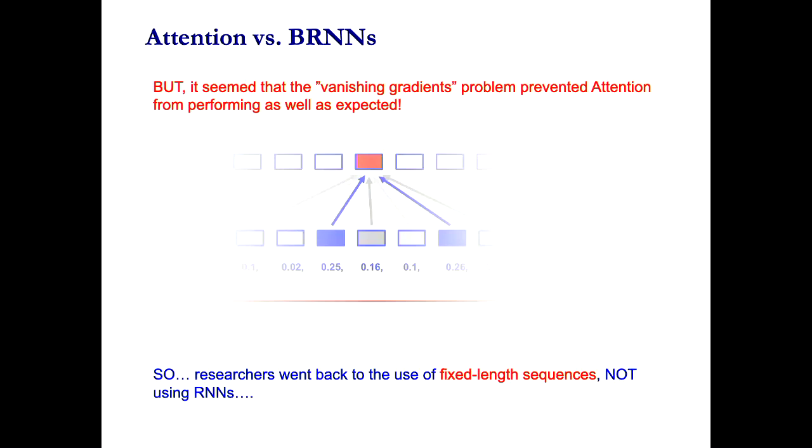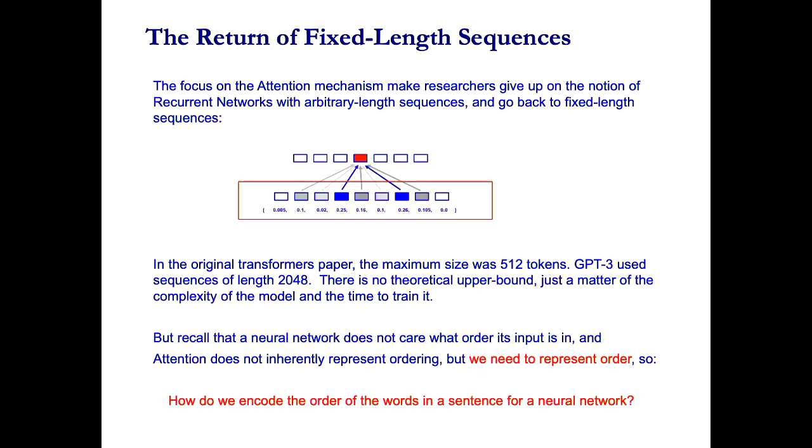So now we have to go back to the idea that our network is going to have a fixed input layer of a fixed maximum size. And if you have sentences which are too short, you pad them. You just pad them. And if they're too long, I guess you chop them.